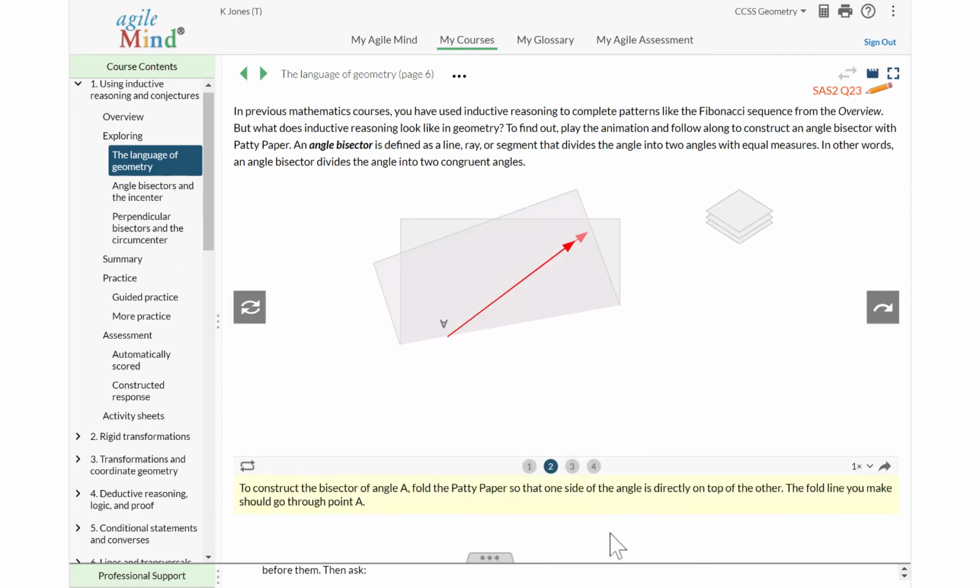The second step is that they folded the patty paper so that one side of the angle is directly on top of the other. The fold line needs to go directly through that point A that's at the vertex. So you see that the one line is lying directly on top of the other one.